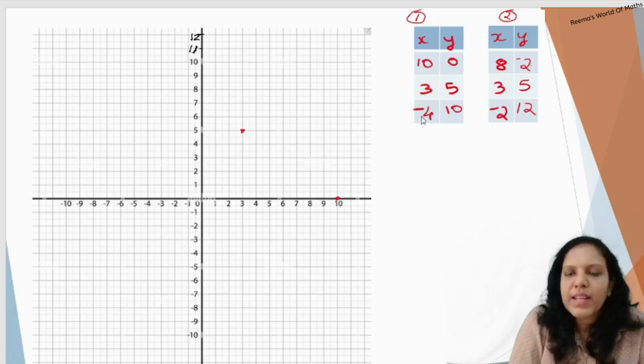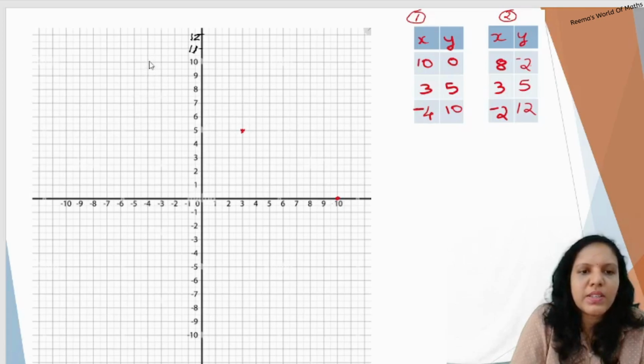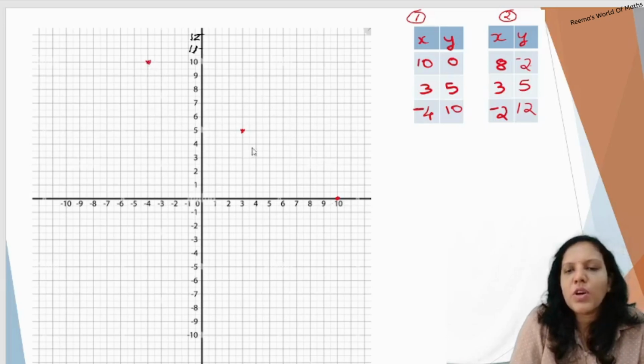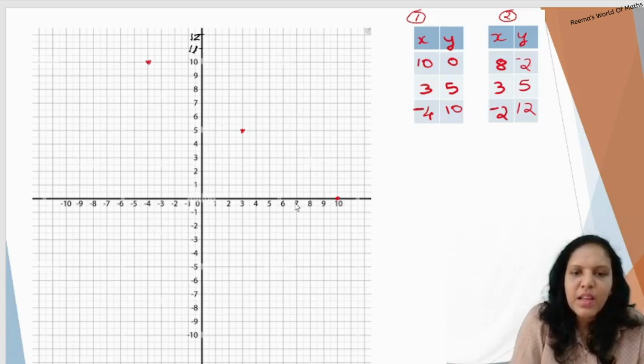Next one, the value of x is minus 4 and the value of y is 10. So that will be minus 4 and 10, which is here, right? Yes. So we have formed 3 coordinates for the first equation. Now let's plot for the second equation. The value of x is 8 and the value of y is minus 2. So 8 and minus 2, which is down here.